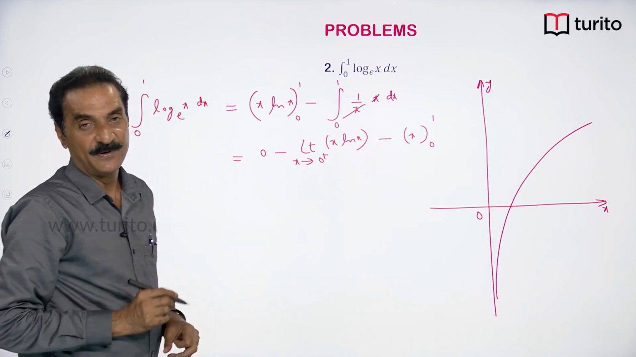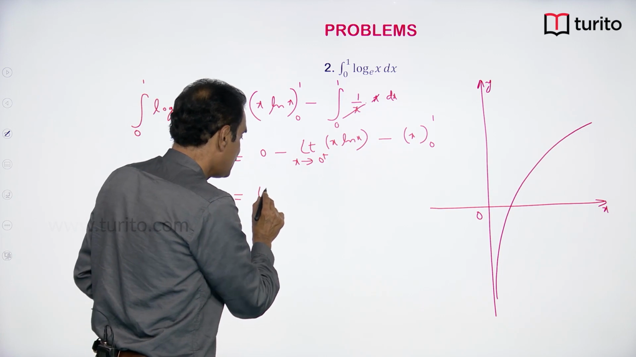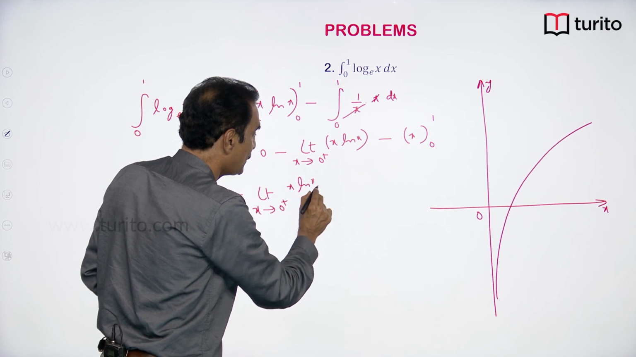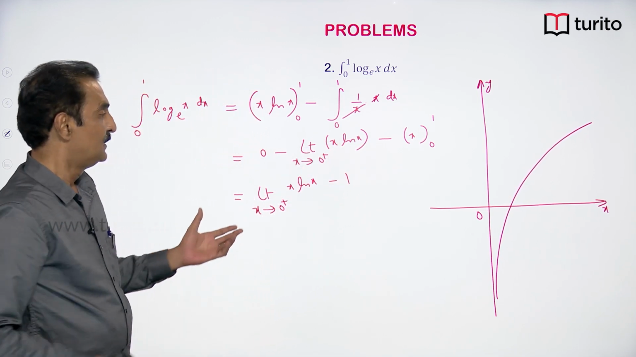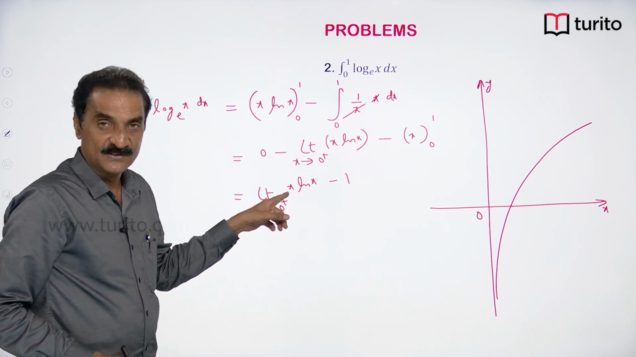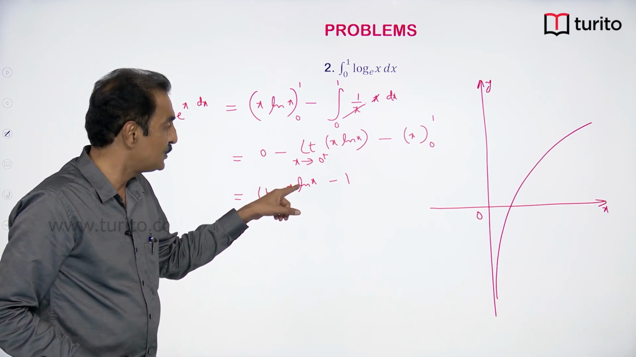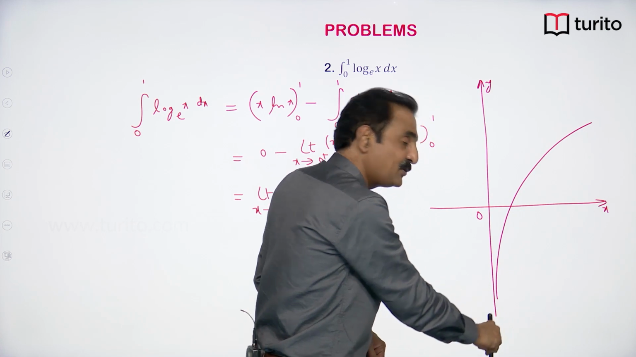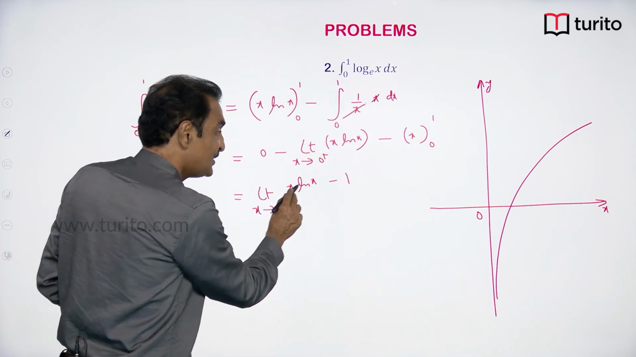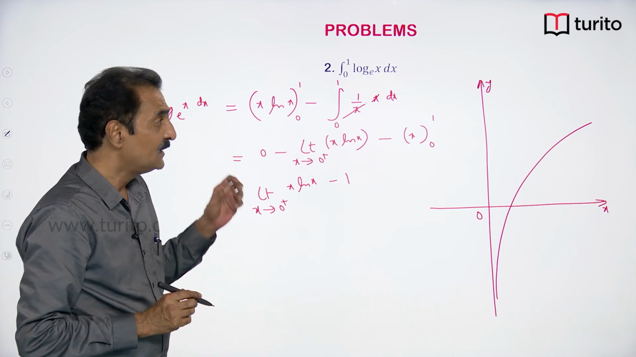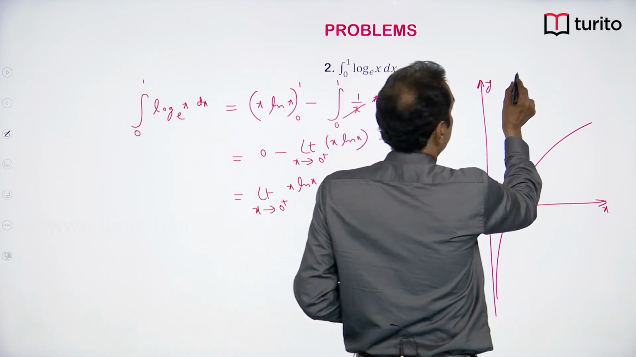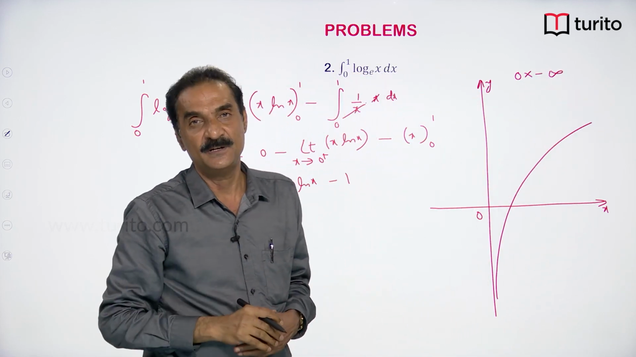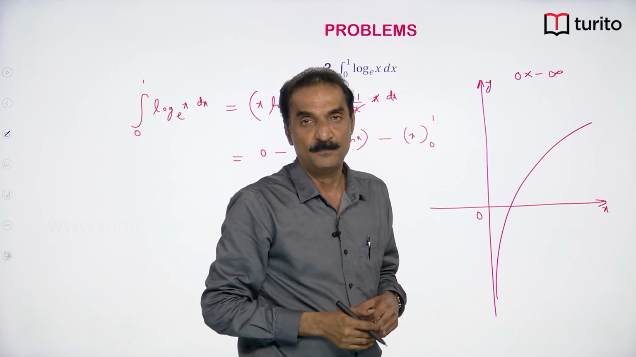Now, how to calculate this limit? It is limit as x tends to 0 plus x ln x minus 1. Substituting 0 plus, it is 0 plus into log 0 plus. If you observe the graph, when x is just greater than 0, log x is tending to minus infinity. So, this is 0 into minus infinity. 0 into minus infinity is neither 0 nor infinity. It is called an indeterminate form.